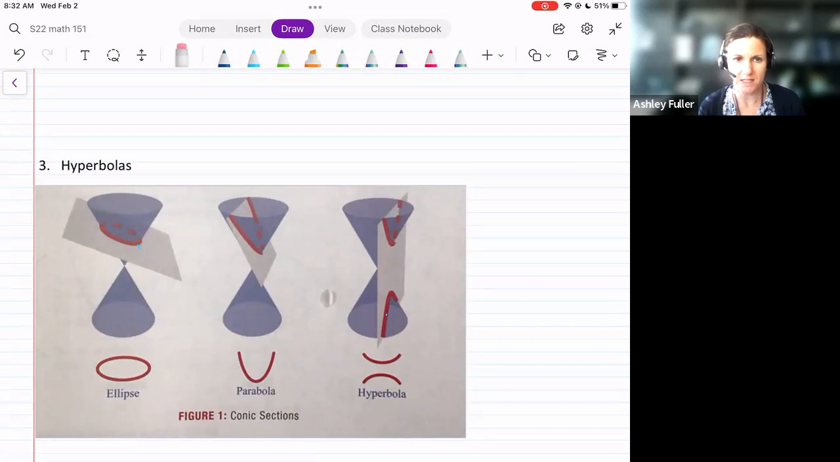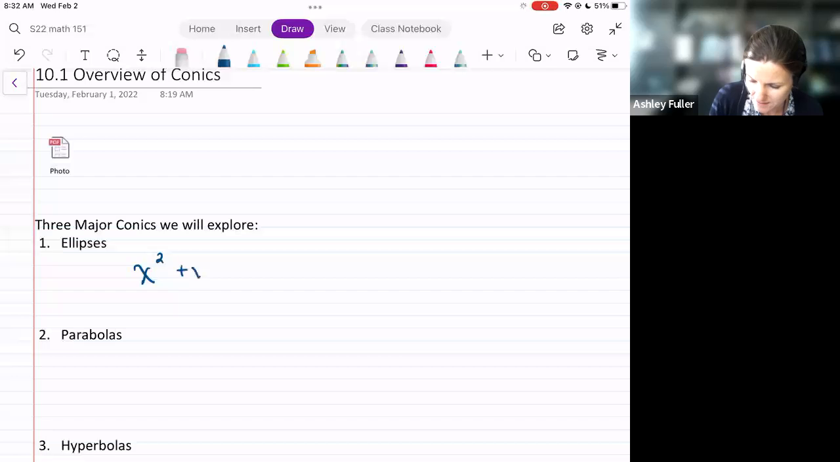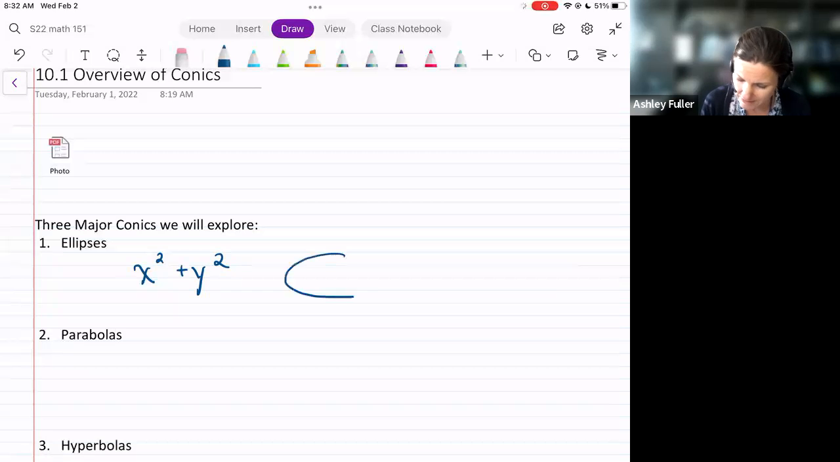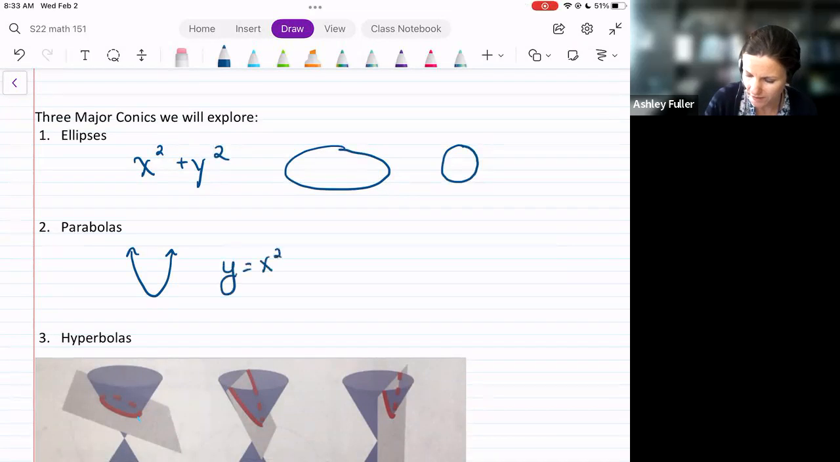But the three major types of conics that we're going to explore are ellipses. And the key with ellipses is you're going to have an x squared term plus a y squared term. And notice this includes circles. Ellipses, you may think of them like ovals, but circles are also included in that category. We're going to look at parabolas, which you're also familiar with. And notice they are something like y equals x squared or x equals y squared. There's only one term that's squared.